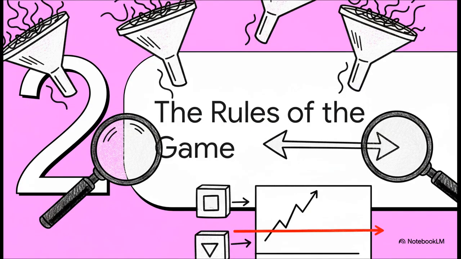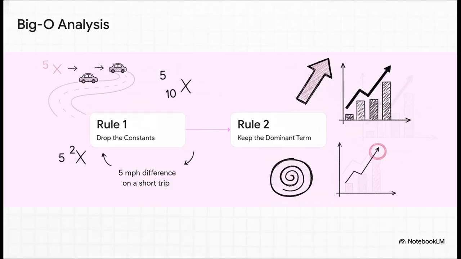Okay, now this might sound like it's about to get complicated, but here's the beautiful part. Analyzing Big O really just boils down to two incredibly simple rules. These rules help us cut through all the noise and focus only on what truly impacts performance at a massive scale. And here they are. It's this simple. Rule number one, we drop the constants. Why? Because just like that 5-mile-per-hour difference on a short trip, constant factors just become totally insignificant when the input size is huge. And rule number two, we only keep the dominant term. That's the part of our calculation that grows the fastest.